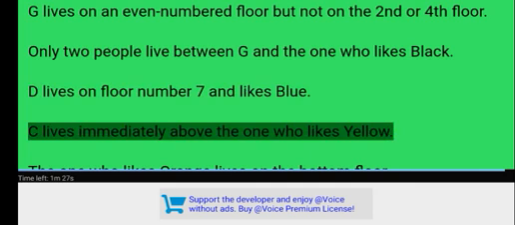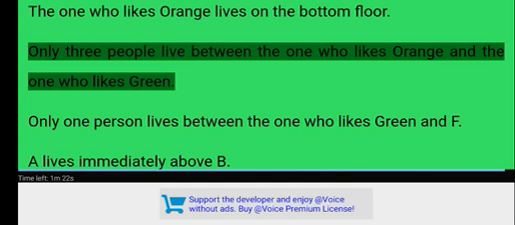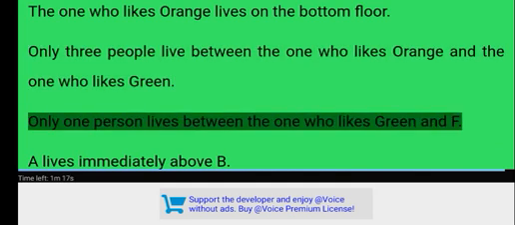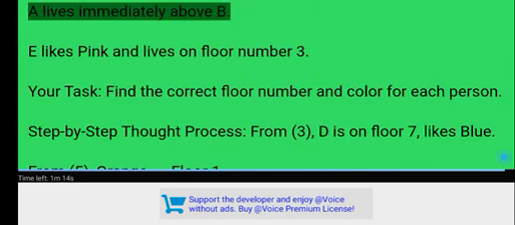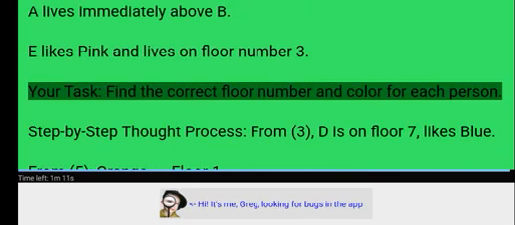C lives immediately above the one who likes yellow. The one who likes orange lives on the bottom floor. Only 3 people live between the one who likes orange and the one who likes green. Only 1 person lives between the one who likes green and F. A lives immediately above B. E likes pink and lives on floor number 3. Your task: find the correct floor number and color for each person.